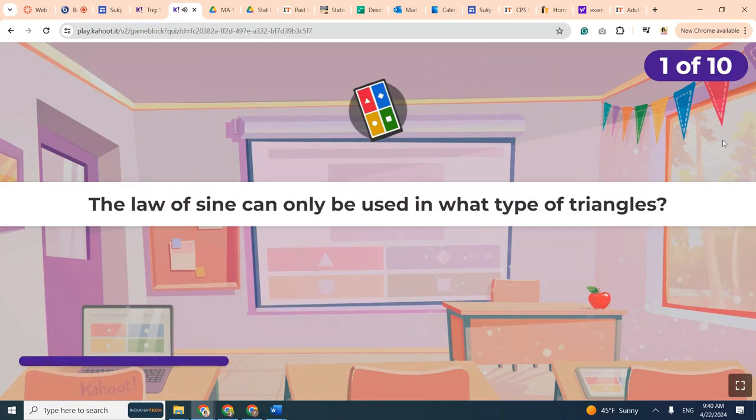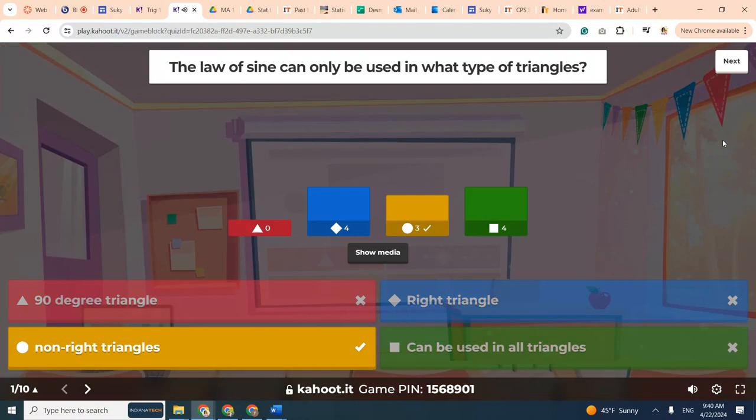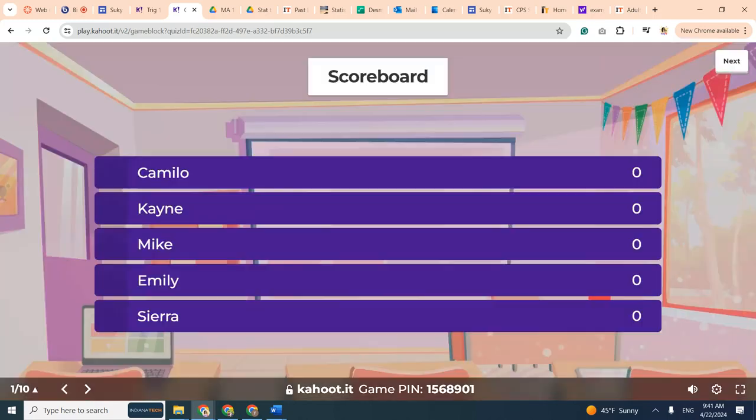We have 10 questions. The law of sine can only be used in what type of triangles? Law of sine and law of cosine are used for non-right triangles. If you have a right triangle, you just use the trig functions. Right, everybody?